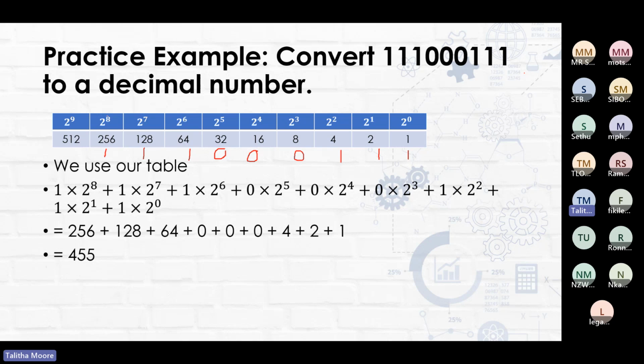So what we've got is 1 times 2 to the 8, plus 1 times 2 to the 7, plus 1 times 2 to the 6, and then we've got 0. So 0 times 2 to the 5, plus 0 times 2 to the 4, plus 0 times 2 to the 3, and then we've got plus 1 times 2 to the 2, plus 1 times 2 to the 1, plus 1 times 2 to the 0. And then, of course, we write down the actual numbers, so 256, plus 128, plus 64, plus 0, plus 0, plus 0, these ones here, and then plus 4, plus 2, plus 1 gives us a total of 455.